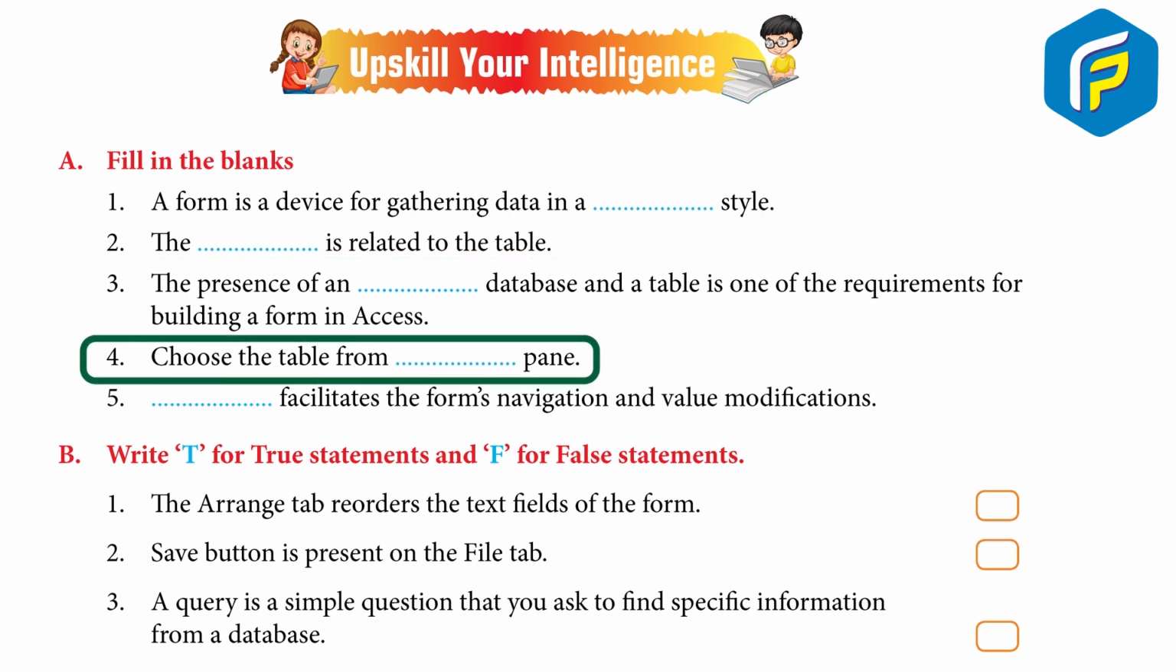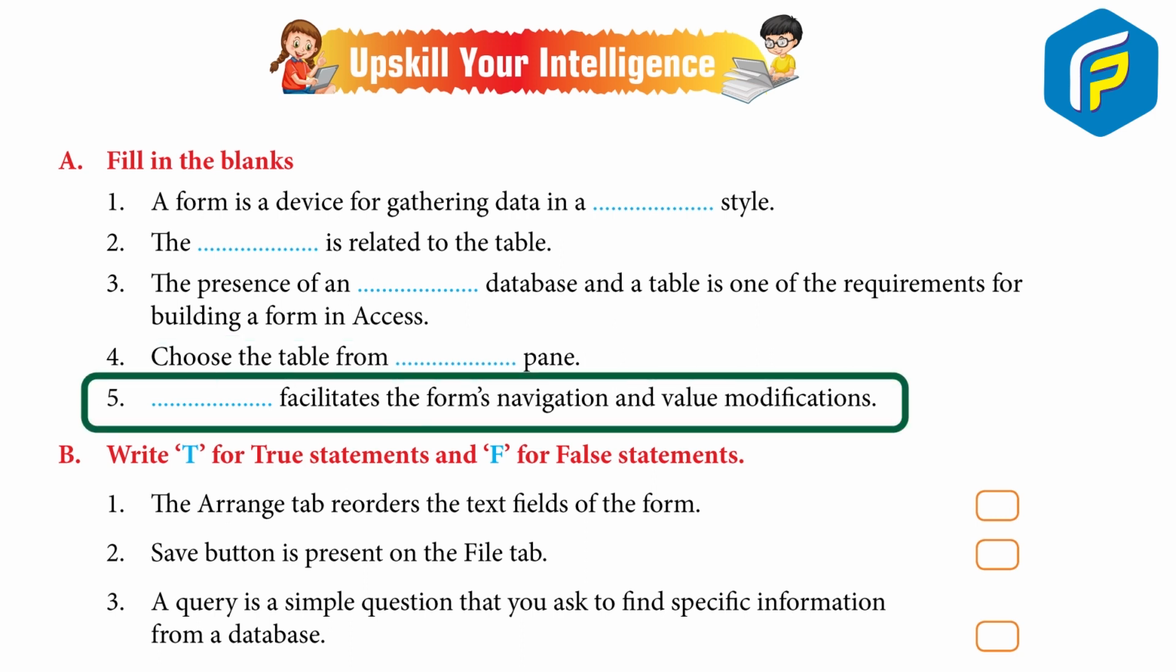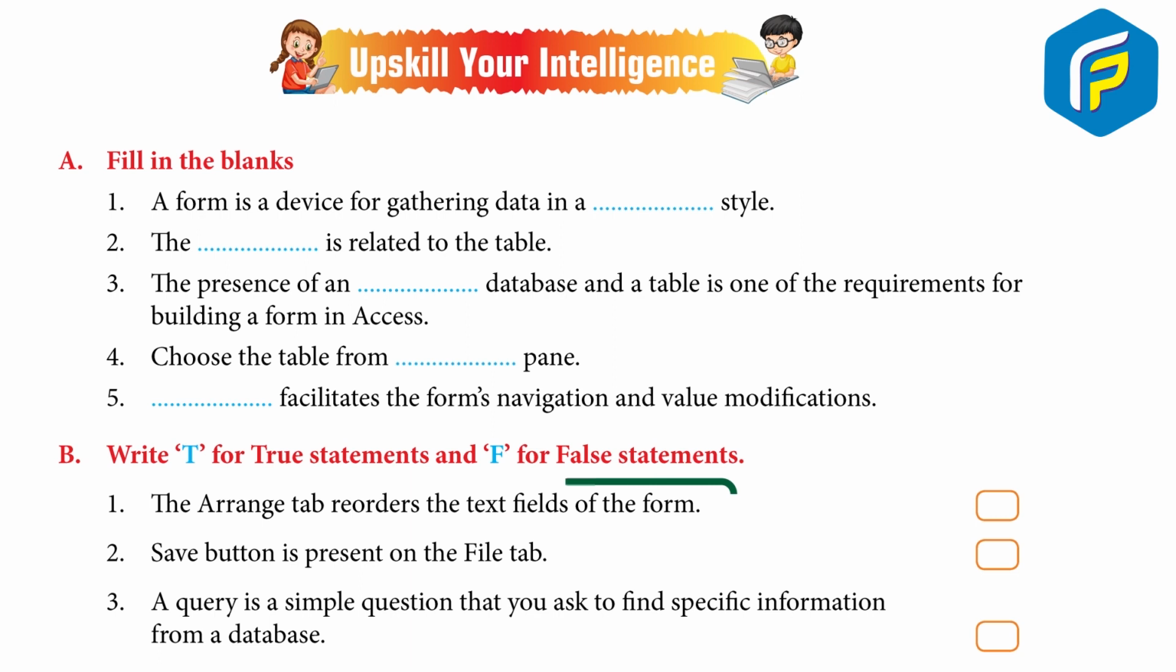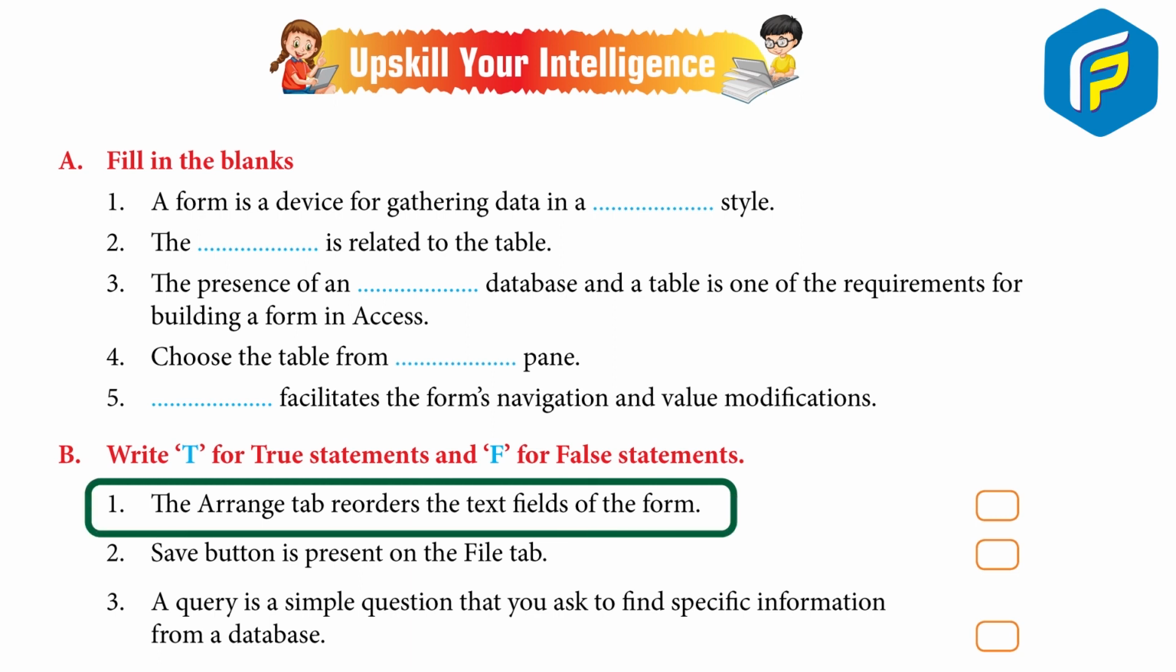4. Choose the table from dash pane. Answer: navigation. 5. Dash facilitates the form's navigation and value modifications. Answer: a form's record navigation bar. B. Write T for true statements and F for false statements. 1. The Arrange tab reorders the text field of the form.